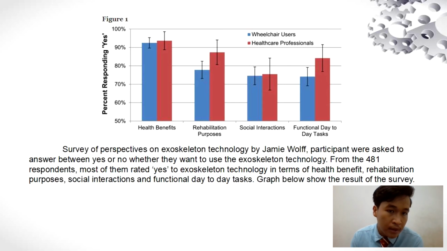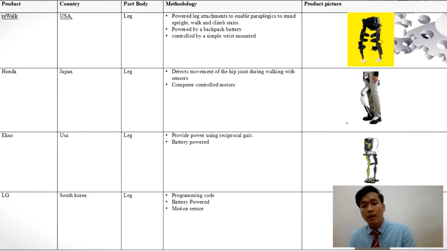Next, we're going to look at some of the products that have been made around the world. First is ReWalk, from a company based in the USA. They use a powered attachment to enable paraplegics to stand upright, walk, and climb stairs. It is powered by a backpack battery and controlled by a simple wrist-mounted device. That is the product picture.